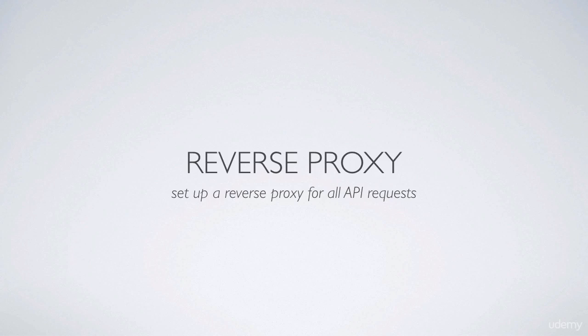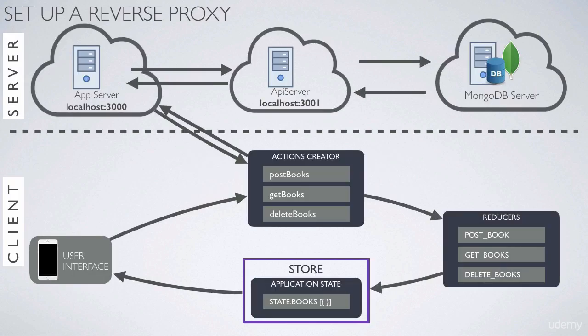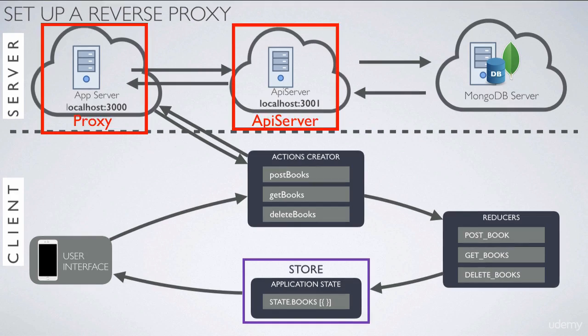In this video, we will create a separate server for our API, and we will set up a proxy to address all API requests to the API server. A reverse proxy is a type of proxy server that retrieves data on behalf of a client from one or more servers. In our case, from the API server.